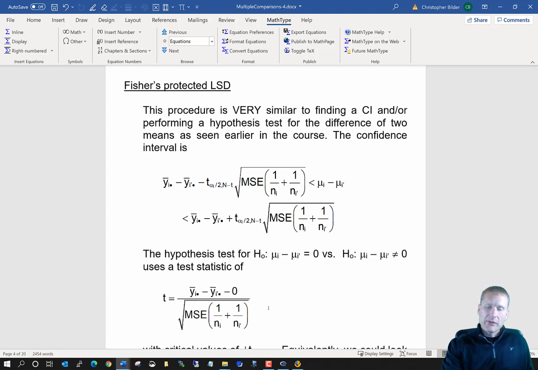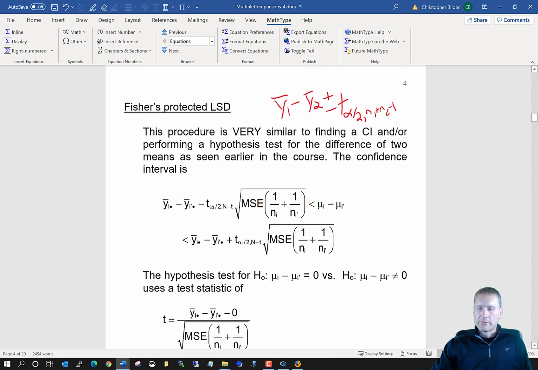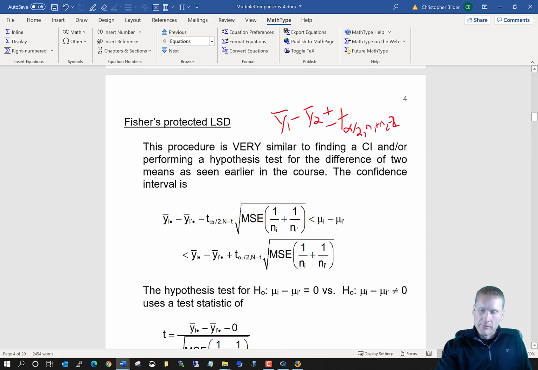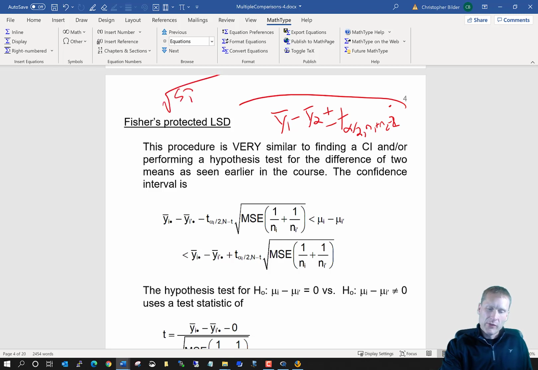To see this, let's go back to when we were finding a confidence interval for the difference of 2 population means. When our samples were taken in an independent manner, here's what that confidence interval looked like. Unfortunately, I'm going to run out of room here, so I'm going to multiply it by the square root of S1 squared over N1 plus S2 squared over N2. Okay, this is what our confidence interval was.